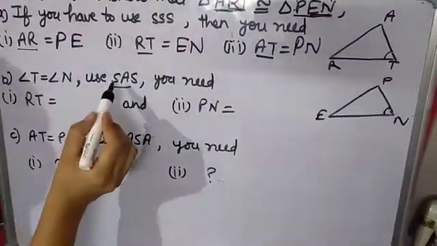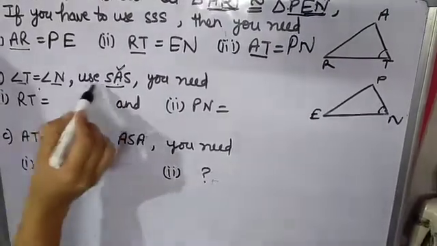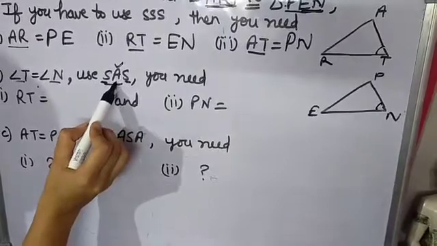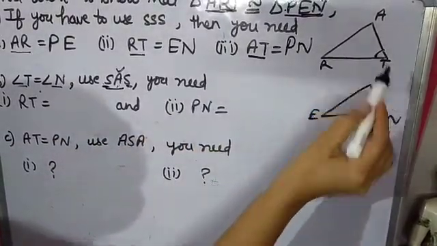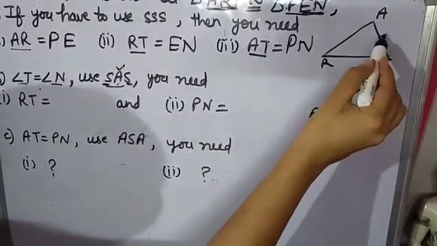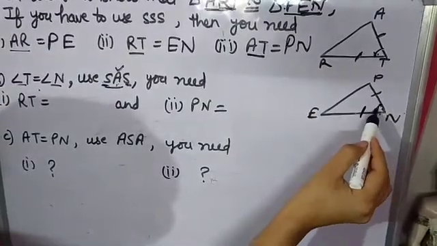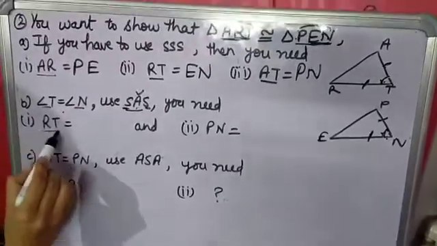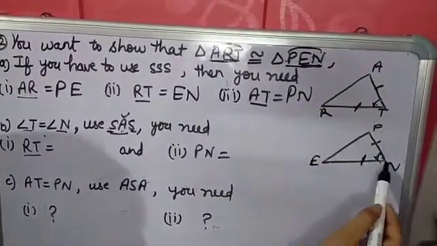Now, angle T is equal to angle N. The angle is given. You have to find equal sides. So this angle will come between two sides. देखो, angle T this, angle N this. So, which two sides will we take? This one and this one, and from here, this one and this one. This angle is coming between these two sides. है ना? So, RT will be equal to EN.